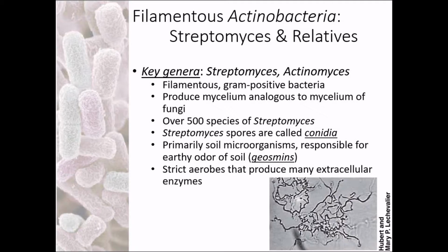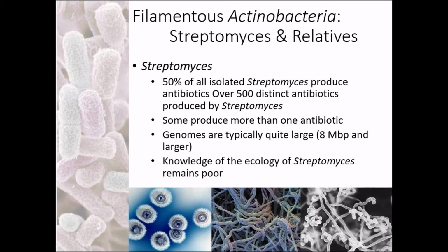These are strict aerobes that produce many extracellular enzymes and antibiotics. Streptomyces: 50% of all isolated Streptomyces are producing antibiotics, and over 500 distinct antibiotics are produced. Some produce more than one antibiotic. Their genome are typically quite large, and we still have to study Actinomycete more so that we can understand their ecology.